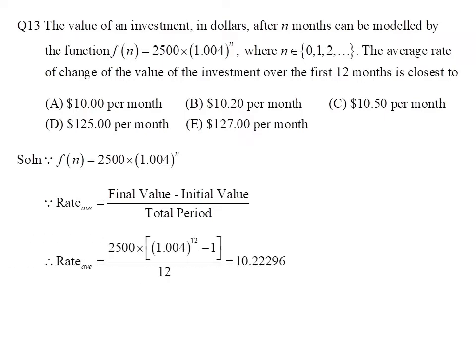Hence, the average rate of change over the first 12 months equals 2,500 times (1.004 to the 12th minus 1) over 12, which equals 10.22296. So the answer for question 13 is B.